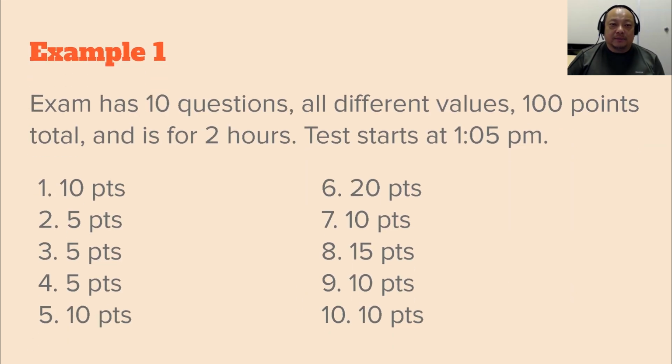Let's take example one. Exam has 10 questions, all different values, 100 points total, and is for 2 hours. Test starts at 1:05 p.m. And the different point values are shown. Question 1, 10 points. Questions 2, 3, and 4 are 5 points each. Question 5, 10 points. Question 6, 20 points. Question 7, 10 points. Question 8, 15 points. And questions 9 and 10 are 10 points each.